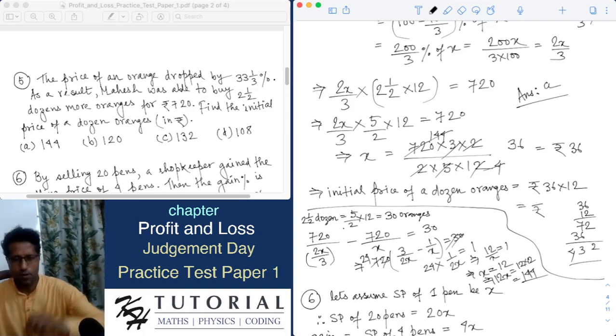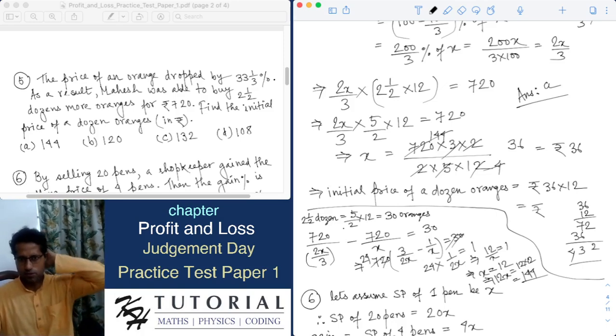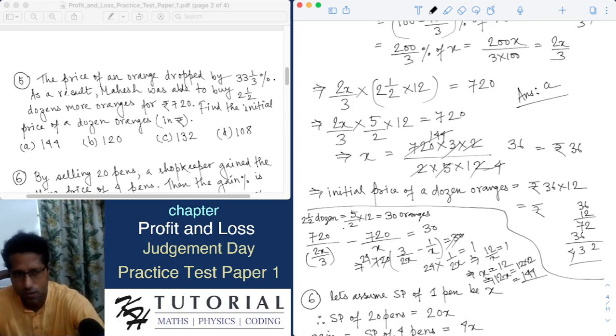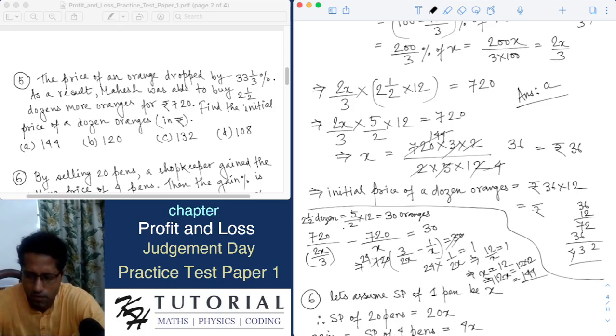I misunderstood the problem. So this is the correct way of doing it. When it is saying that as a result Mahesh was able to buy 2.5 dozens more oranges for rupees 720, that means the number of oranges that Mahesh could purchase for rupees 720 based on the reduced price per orange is 30 more than the number of oranges Mahesh could purchase for rupees 720 based on the initial price. Okay.